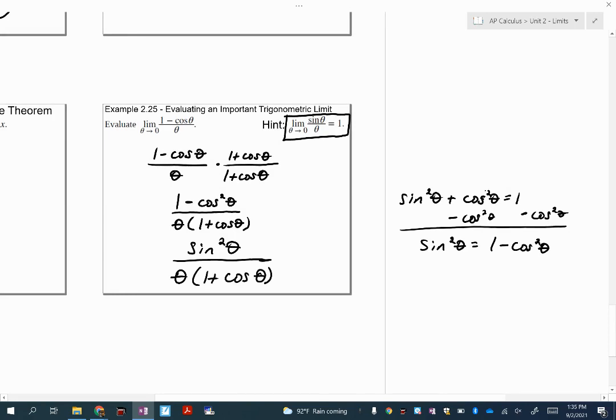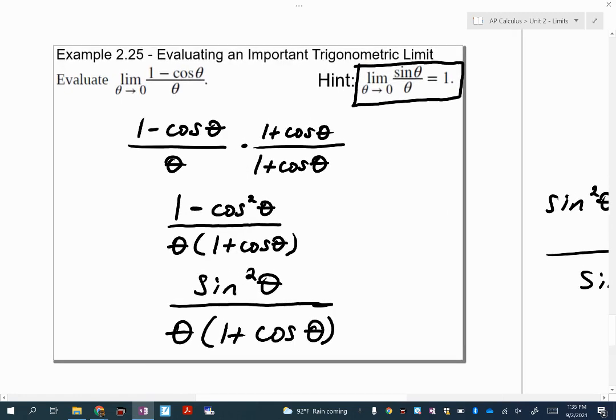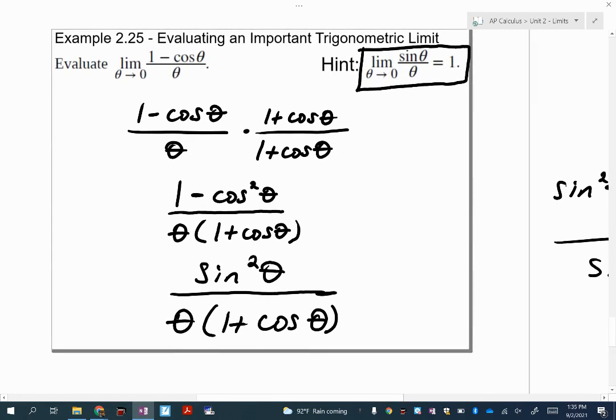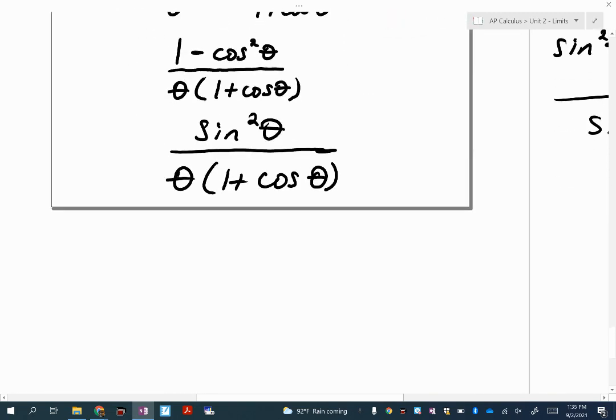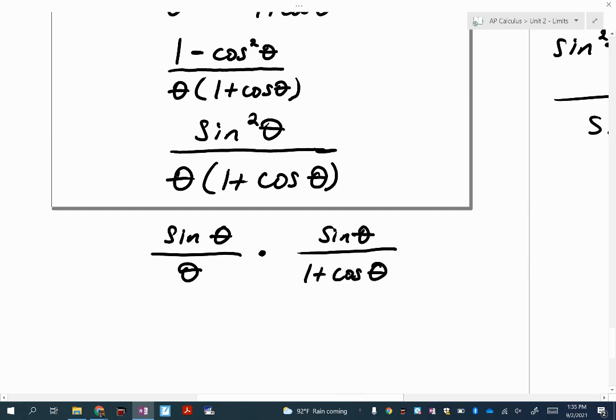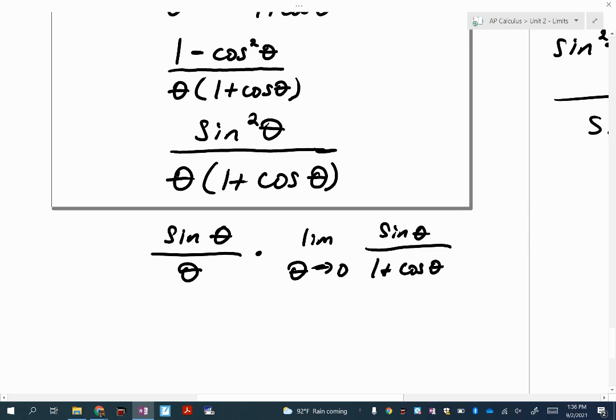Now this is the part where it's like, okay, I'm still with you, and then, oh, now I lost you. Let's see if you can handle this. If you have sine squared theta in the numerator, you can actually split that up to be sine theta over theta, and then times sine theta over 1 plus cosine theta. I'm actually going to leave room for the limit here. So times the limit as theta approaches 0 of sine theta over 1 plus cosine theta.